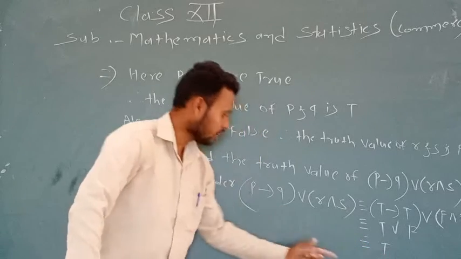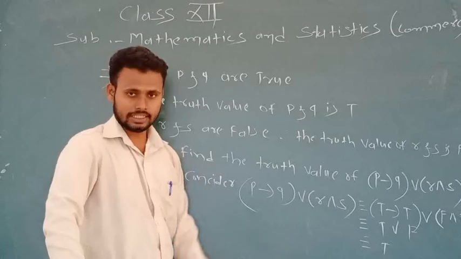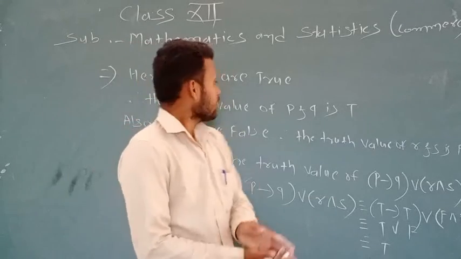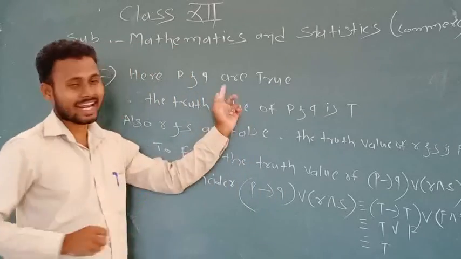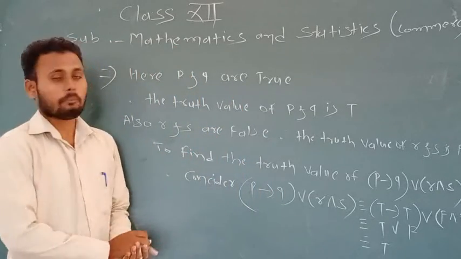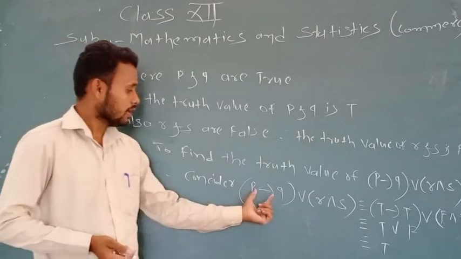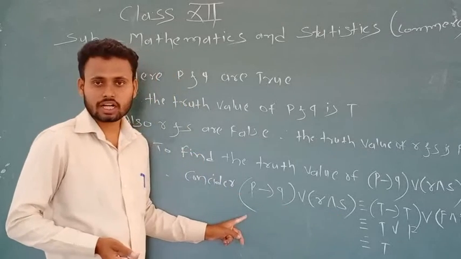We get T. Therefore, it is the truth value of the statement P implies Q joined with R meet S. Question: if P and Q are true and R and S are false, then find the truth value of the following statement. The statement given is P implies Q joined with R meet S, whose truth value we have to find.